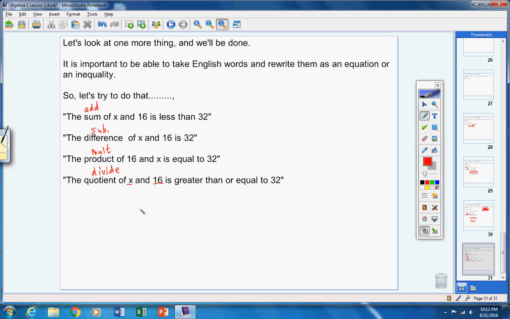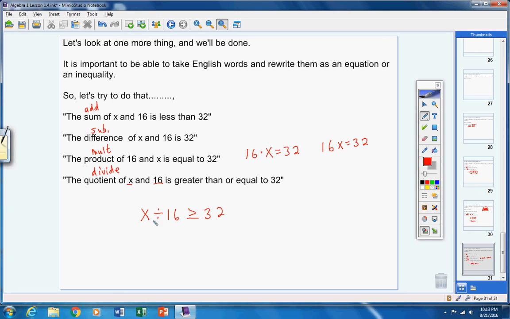Now, you would think of it like this. Now watch this, please. Watch carefully. The quotient, or the division of x and 16, so x divided by 16, is greater than or equal to 32. Now, just like in this last problem, students, please listen, focus, I'm almost done, watch. Just like in this problem right here, when we had 16 dot x, I told you that's unacceptable. And it is unacceptable. I don't want you to write it like that. 16 dot x is just 16x.